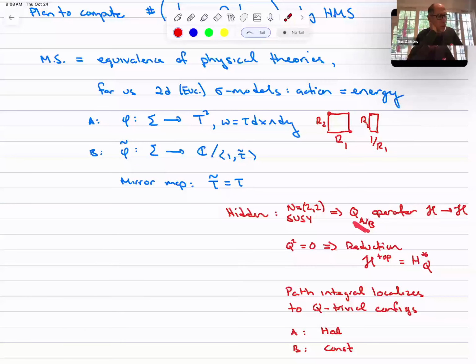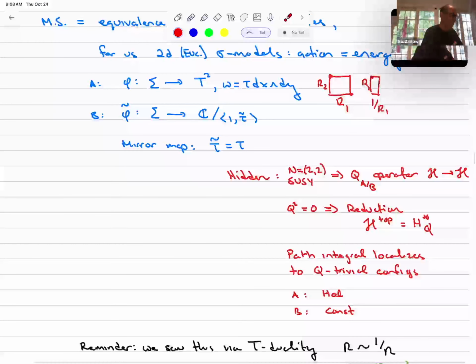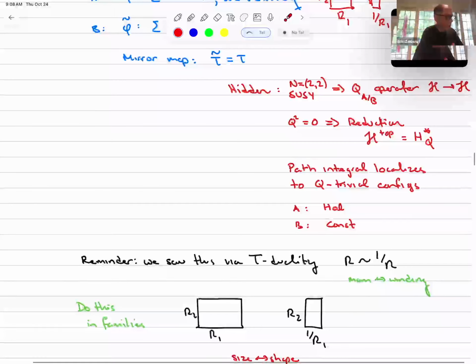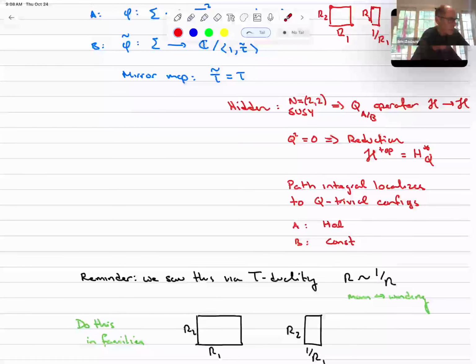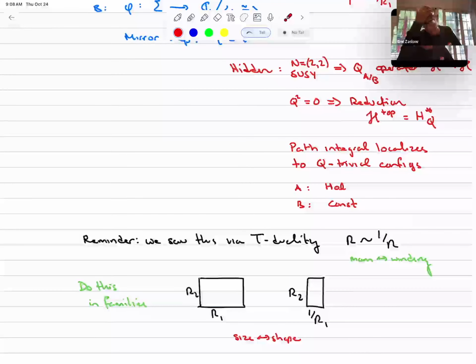Depending on which type of supersymmetry you have, those Q trivial configurations will be either the holomorphic maps for the A type, or the constant maps for the B type. And what we did, I think I already reviewed this, was the T-duality in one of the two directions. Any questions on what we covered last time?